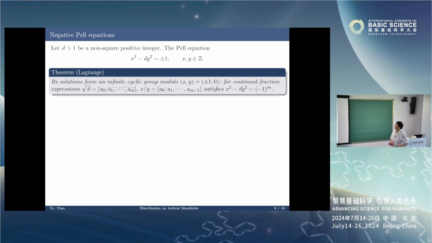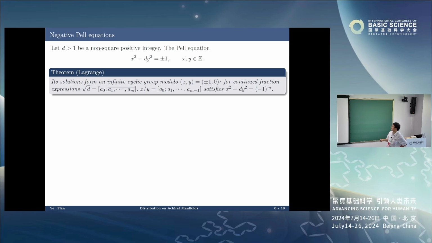So the second example is about the negative Pell equation. When d is a non-square positive integer bigger than 1, we want to solve the Pell equation x squared minus d y squared equals plus or minus 1. For a single d, this is completely solved by Lagrange through continued fractions. So if you write the square root of d as a continued fraction, it is cyclic.